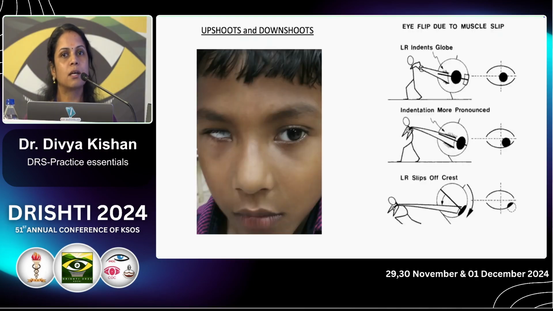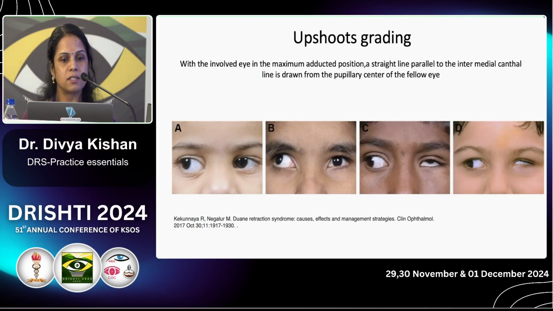Now, upshoots and downshoots are a characteristic finding that you see in case of Duane's, and that is because the co-contraction causes slippage of the globe, and that pulls the eyeball downwards. The grading for the upshoots is done with the involved eye in maximum adducted position. A straight line parallel to the intercanthal line is drawn from the pupillary center of the fellow eye, and based on where it is bisecting in the affected eye, you can grade it as 1, 2, 3, 4.